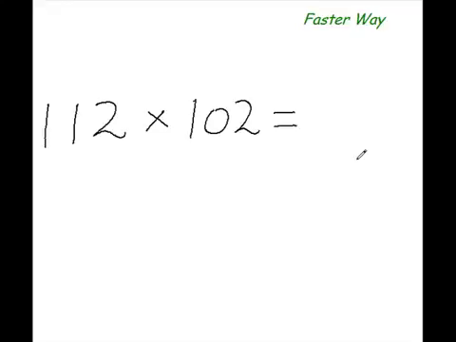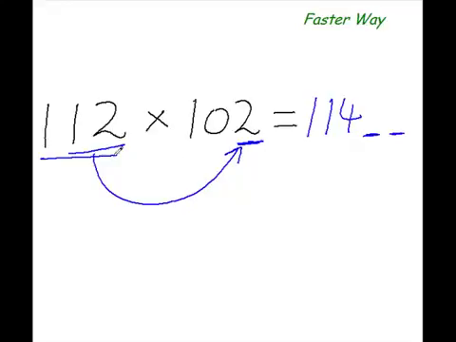The answer would be 11,424. Add this 2 to 112, it would be 114. Now 2 more digits to go. So 12 2 times is 24. So you put 24 here.